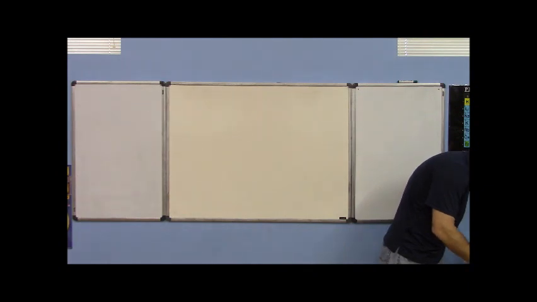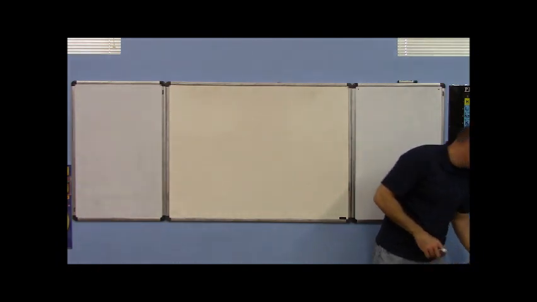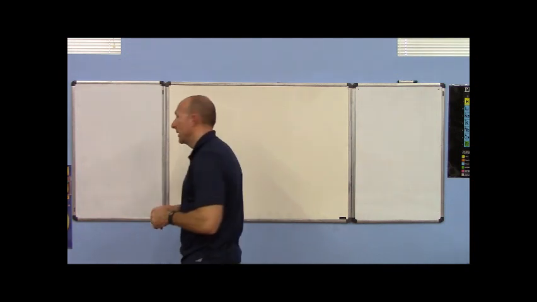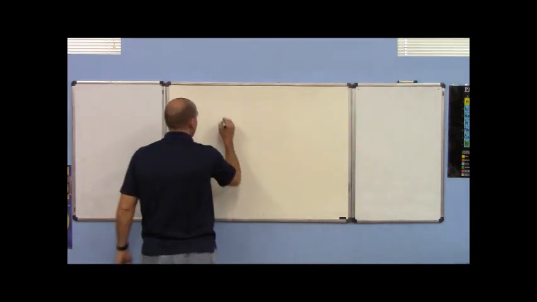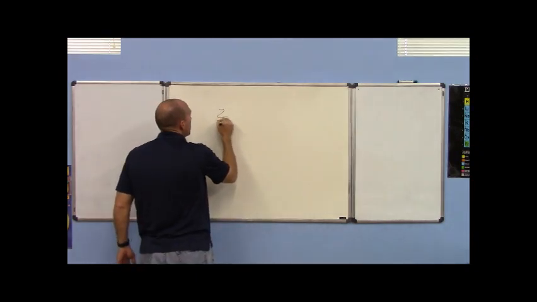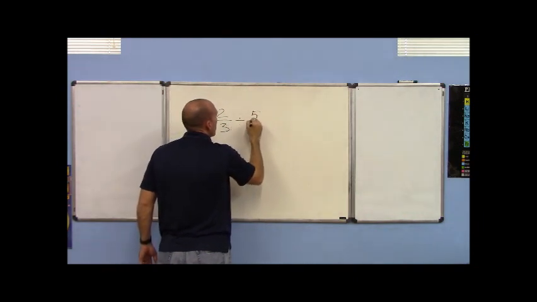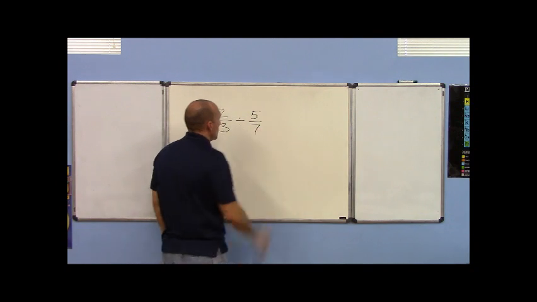All right, 9.3, dividing rational expressions. So let's understand what we can do first, what we can do, what we don't want to do. So if we have 2 over 3 divided by 5 over 7.